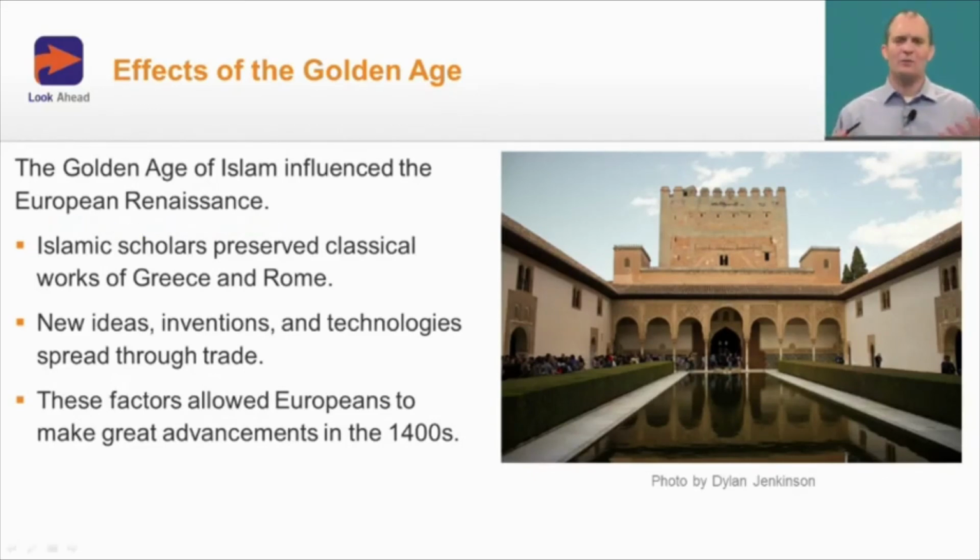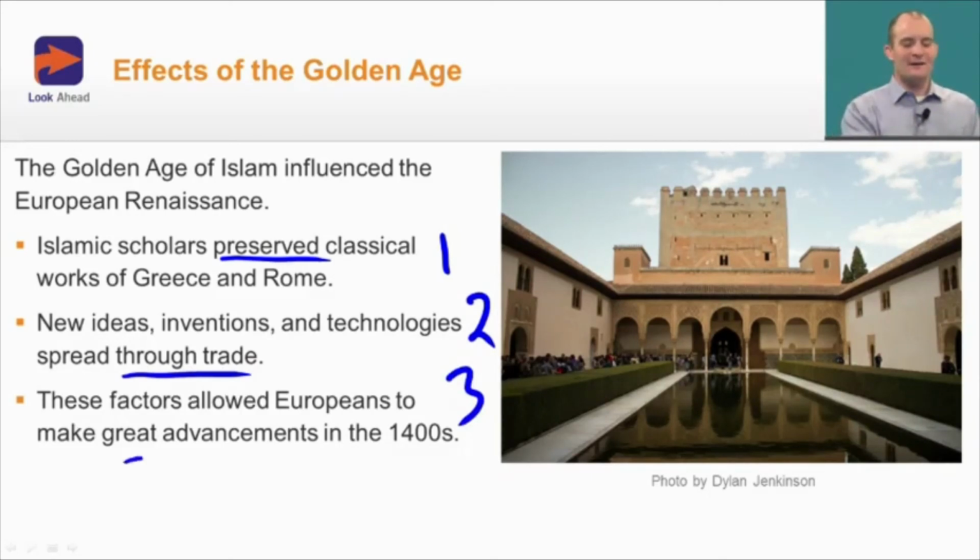And you may say, well, how would it do that? Well, to begin with, Islamic scholars during this time, remember, they were translating those Greek and Roman texts into Arabic, so they helped preserve those classical texts. In addition, the second thing is that new ideas, new inventions, and technologies would spread through trade, like that astrolabe we just took a look at, which would greatly influence the European Age of Discovery. The third are these factors, like we just said, would allow the Europeans to make great advancements in the 1400s.